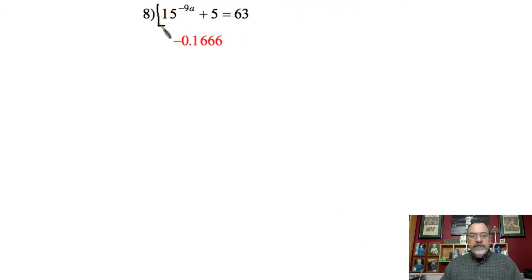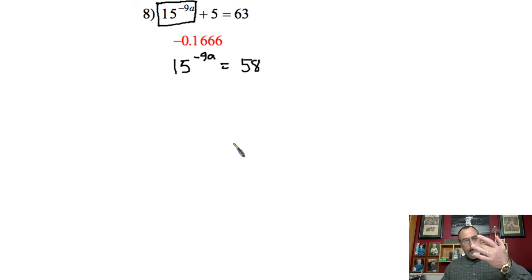So first thing I want to do is identify the term with the variable that I'm solving for, which is this one, and I want to isolate it. So I'm going to have to subtract 5 from both sides. So I'm going to have 15 to the negative 9a is equal to 63 minus 5, which is what? 58. Okay, double check. Okay.